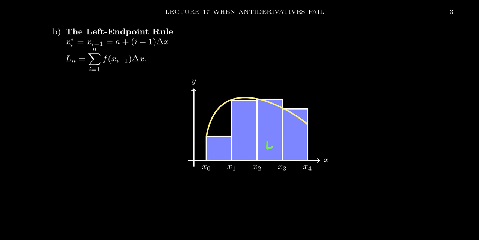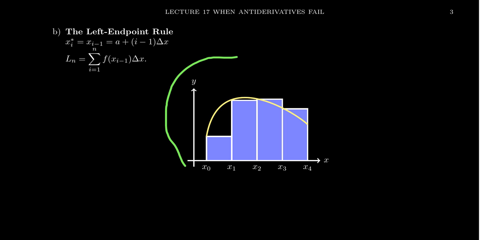All right, now the way we compute xi minus 1 is just like how we did it for xi. Starting at a, we take i minus 1 steps to the right, and that'll get us to xi minus 1. And therefore, the left endpoint rule is determined as the Riemann sum, where we take the sum of f of xi star. In this case, xi star is xi minus 1, and we get a delta x for the thickness of those things. Very similar to the right-hand rule.